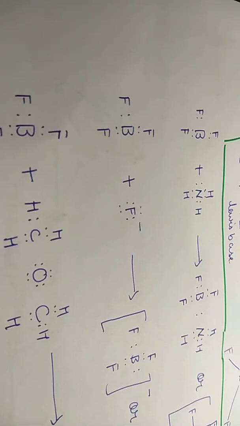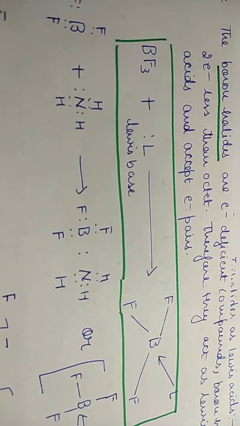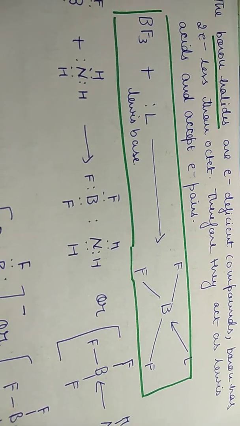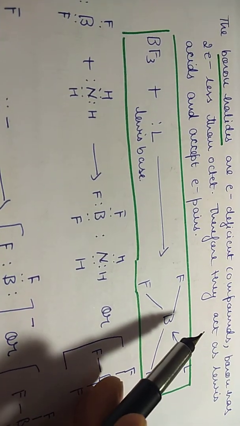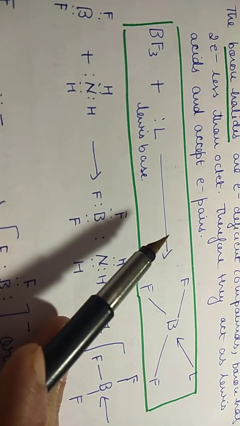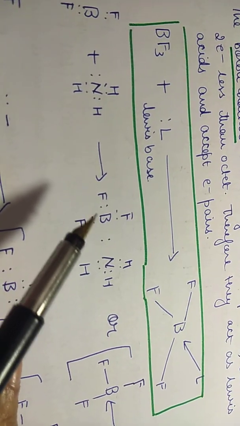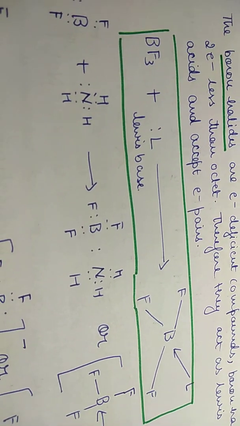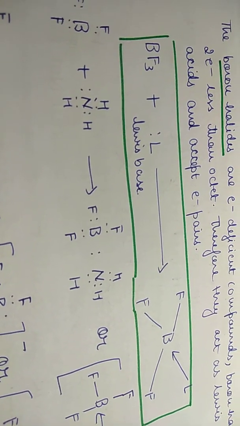The fifth property is that boron halides are electron deficient compounds. They are electron deficient compounds, and boron has 2 electrons less than octet. Why is it so? Because you know, इसका structure भी आपने पीछे पढ़ा. One of the orbitals is empty. बोरॉन का एक ऑर्बिटल जो है वो empty होता है.